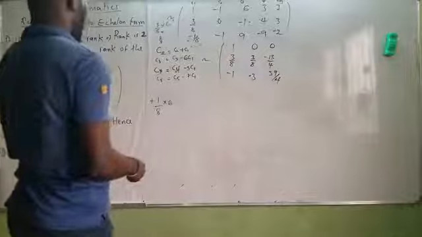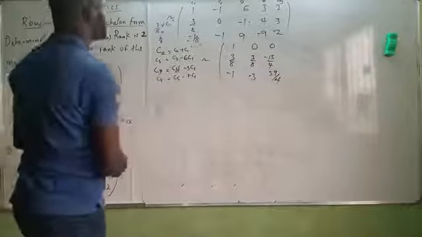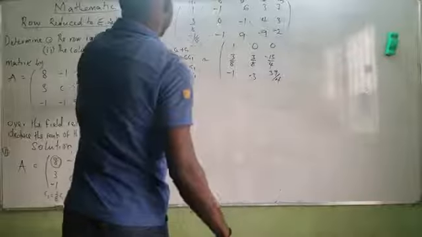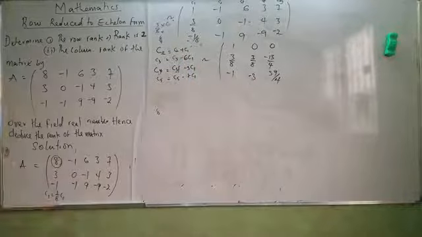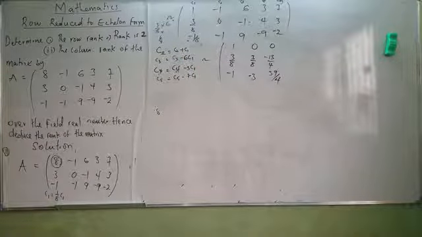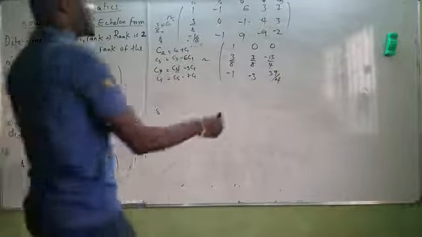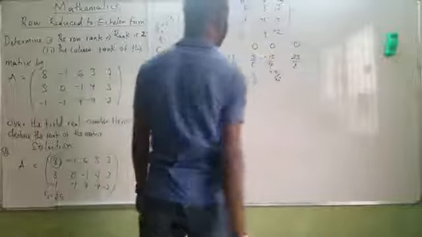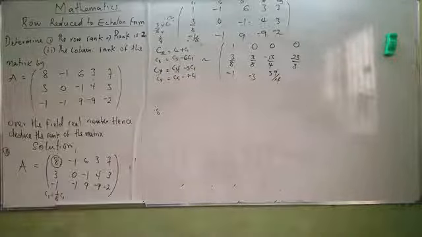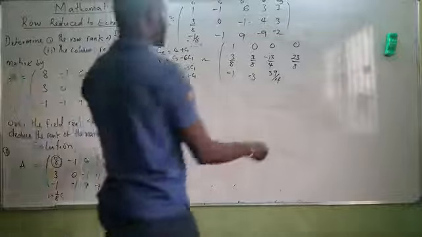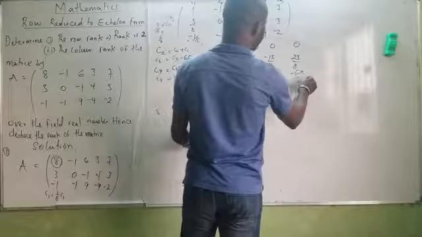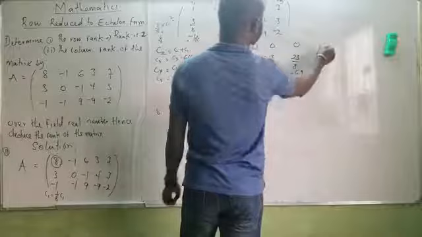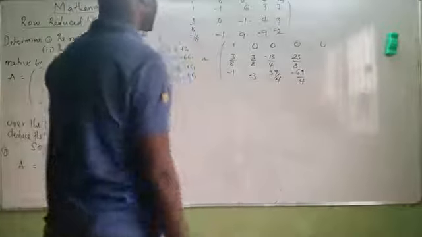Now, since I have that, I can move on to the next one, row 4. Row 4 is going to be row 4 minus 3 row 1. It will be 23 all over 8, 23 all over 8. And the last part of it will be minus 69 all over 4. And the last one will be 0.